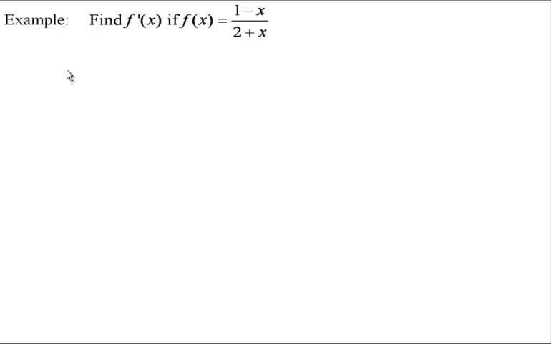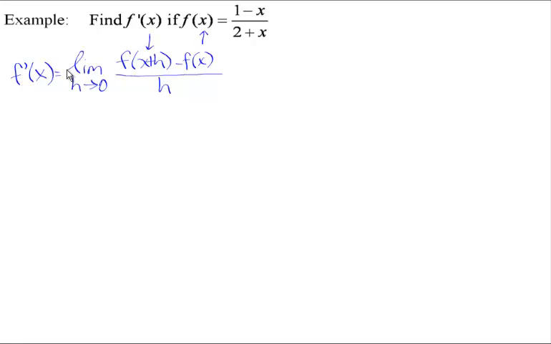Let's work an example. This example says find f prime of x if f of x is the function quantity 1 minus x over the quantity 2 plus x. I wanted to work this example because the algebra involved in using the definition of the derivative with a function that is a quotient is a little bit intensive, and so I want to make sure that you have an example like this in your notes. We are using the definition of the derivative to find f prime of x. Remember, the definition of the derivative is f of x plus h minus f of x all over h. So everywhere that this function has an x, this function will have an x plus h.